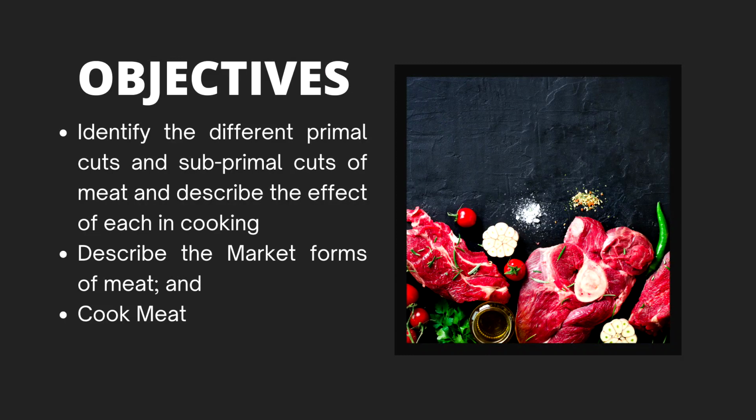Hello everyone. Today our topic is all about meat. So the objectives of this topic is to identify the different primal cuts and subprimal cuts of meat and describe the effect of each in cooking. Describe the market forms of meat and cooked meat.